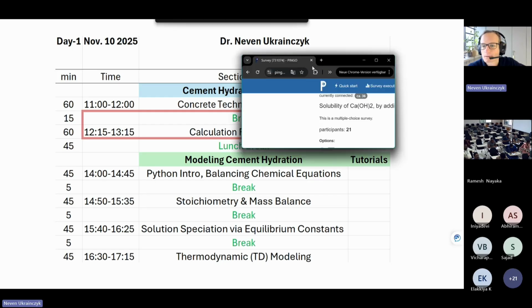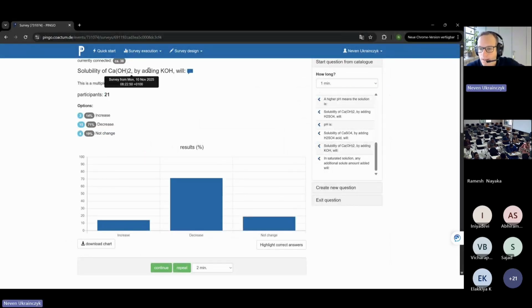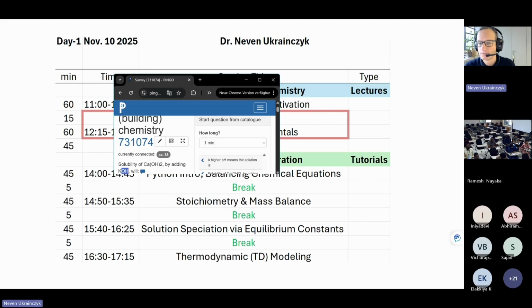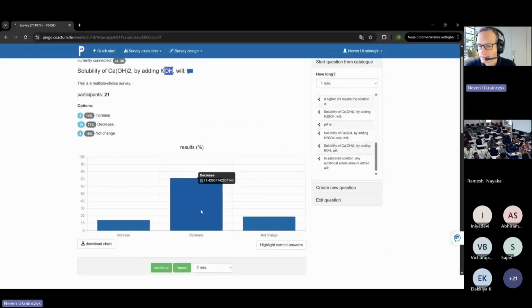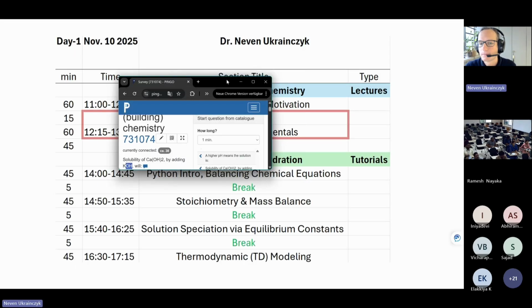Okay, we got the result. Let's see. So now you improved. Congratulations. So my explanation was good. Yes, the solubility of portlandite will decrease. And this is a well-known principle in chemistry. It's called the common ion effect, because we have this common ion, OH, and it is increasing the concentration of OH in the solution, and that's why it is decreasing the solubility of portlandite. Very nice to see that 71% were correct.